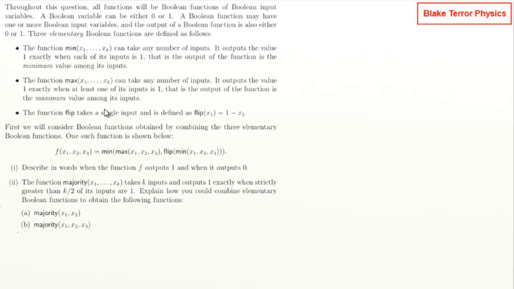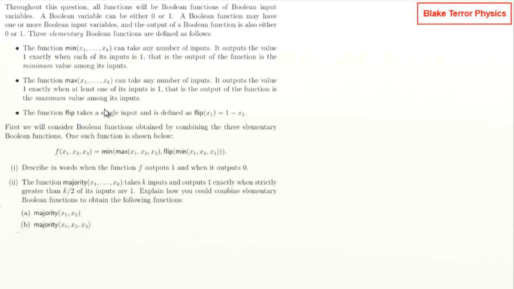Then we've got max. I think we can see what that's going to be. It outputs the value 1 exactly when at least one of its inputs is 1. So we're putting in a whole sequence, a string of zeros and ones, and min gives us the smallest number and max gives us the largest number. The function flip takes a single input and is defined as flip of x1 equals 1 minus x1. So it's changing a 1 to a 0 and a 0 to a 1, so it's flipping them.